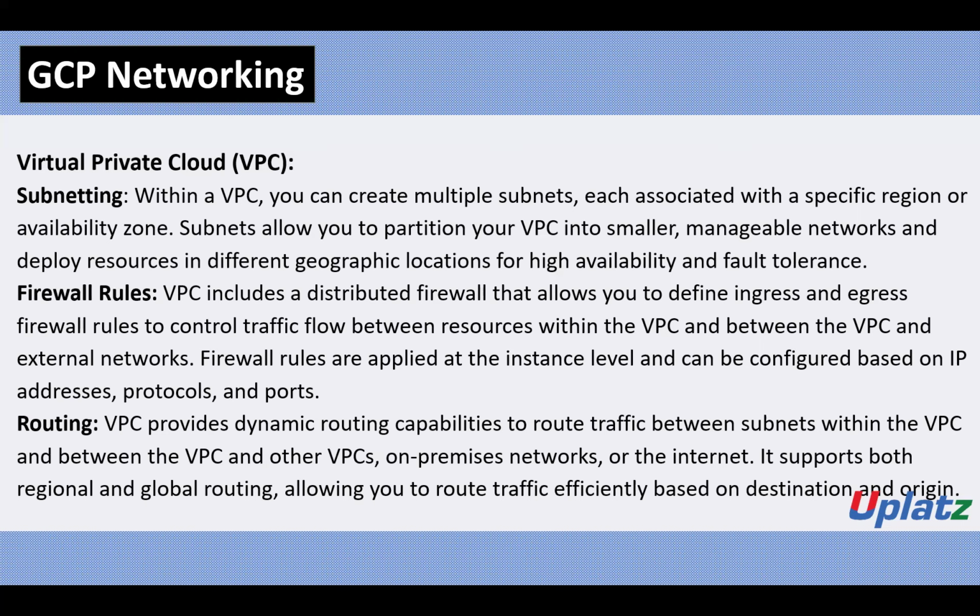Next point about the virtual private cloud, VPC, is routing. VPC provides dynamic routing capabilities to route traffic between subnets within the VPC and between the VPC and other VPCs, on-premises networks, or the internet. It supports both regional and global routing, allowing you to route traffic efficiently based on the destination and origin.